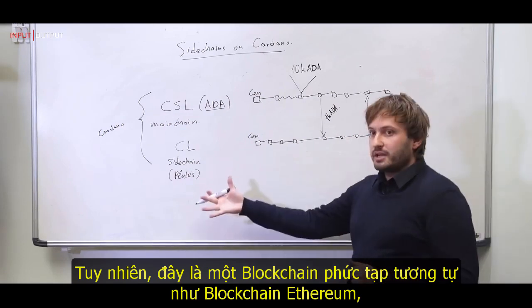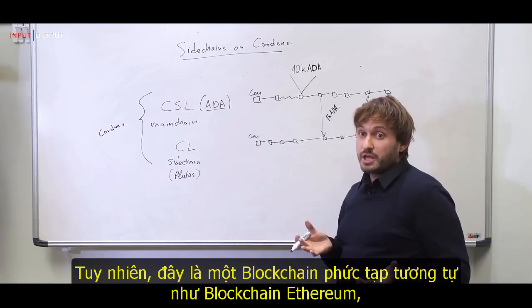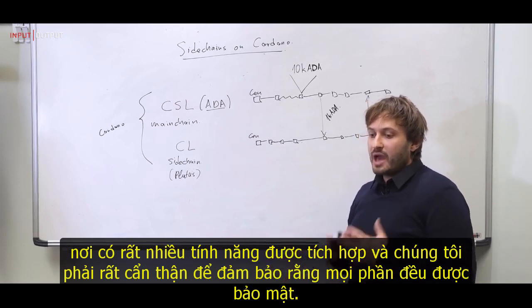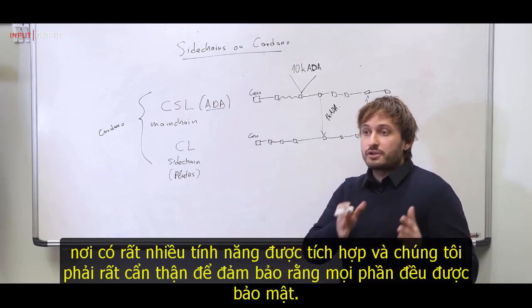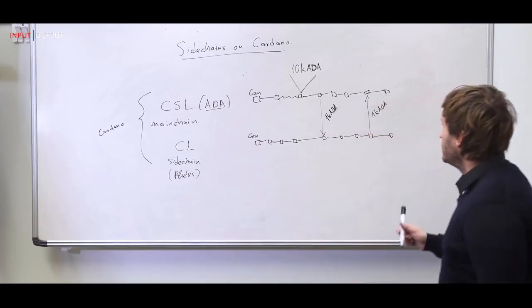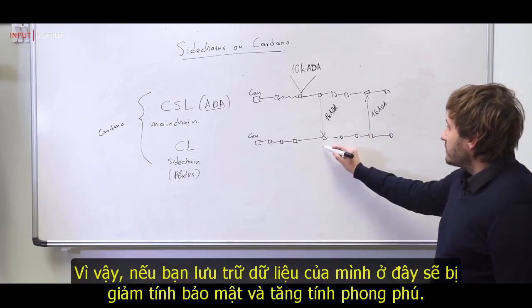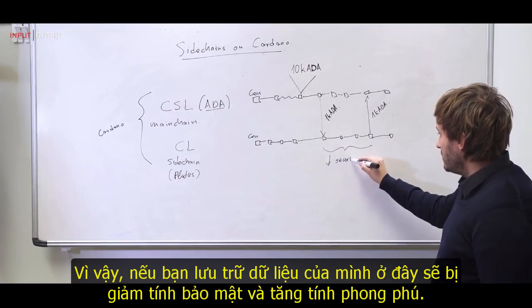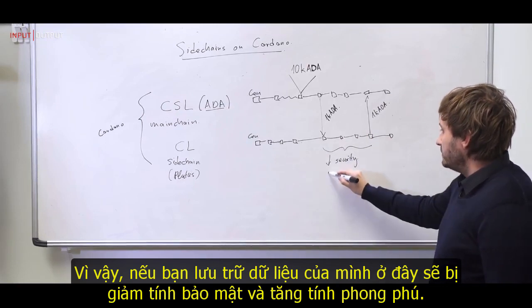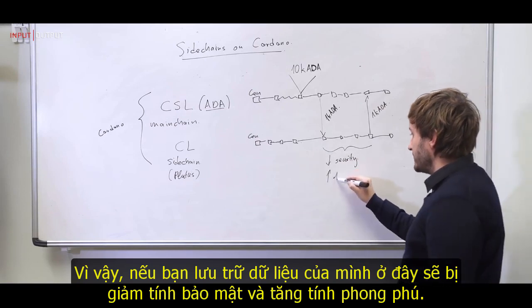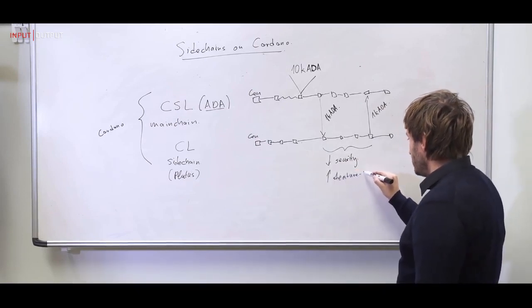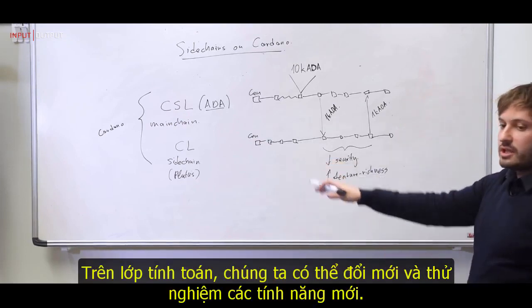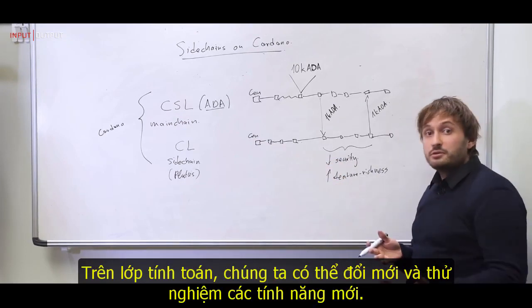However, this is a complicated blockchain, similar to the Ethereum blockchain, where a lot of features are incorporated, and we have to be very careful about making sure that every part is secure. So while you keep your ADA here, you lower security and you increase feature richness. So on the computation layer, we can innovate, we can test out new features.